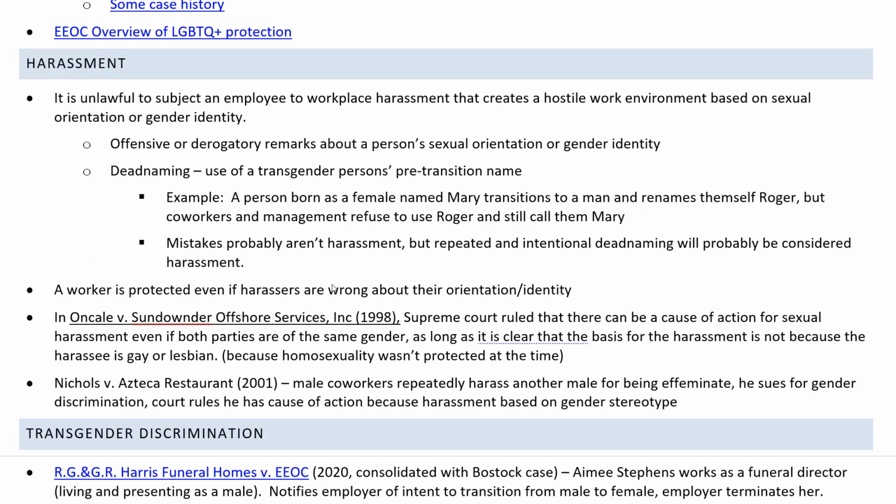Okay. Talking about harassment. It is unlawful to subject an employee to workplace harassment that creates a hostile work environment based on sexual orientation or gender identity. Some examples: using offensive or derogatory remarks about a person's sexual orientation or gender identity. Dead naming is another one of these vocabulary terms. It means the use of a transgender person's pre-transition name.